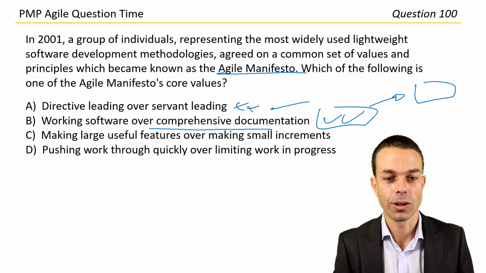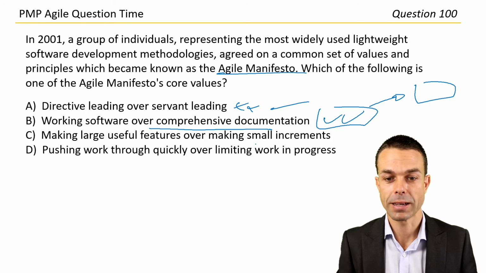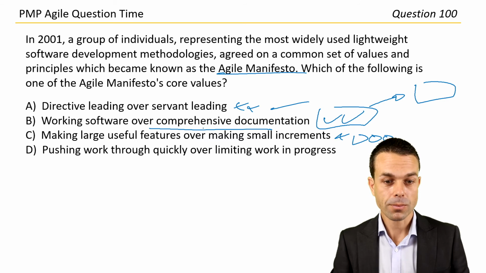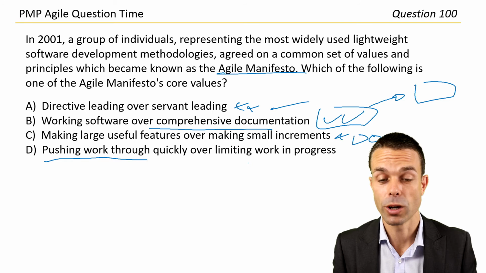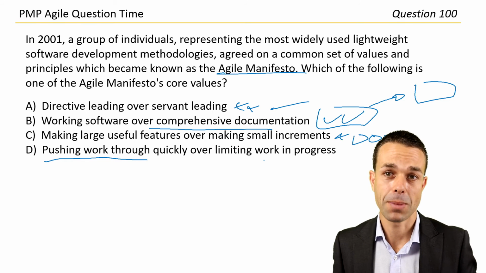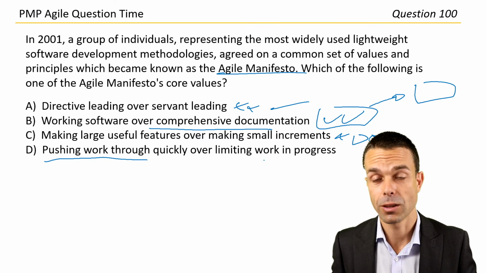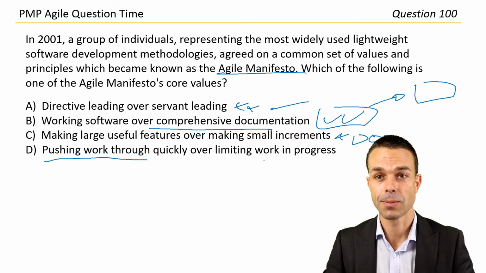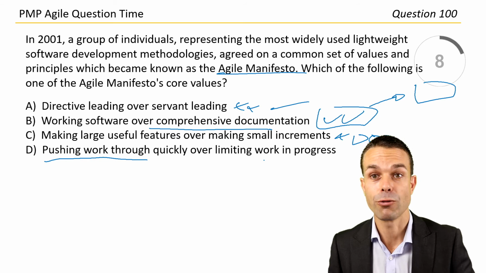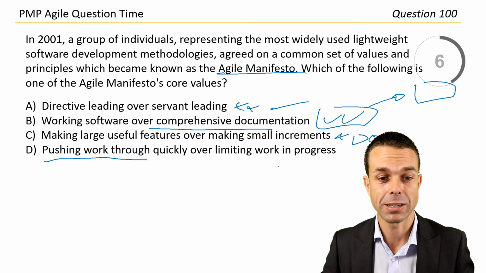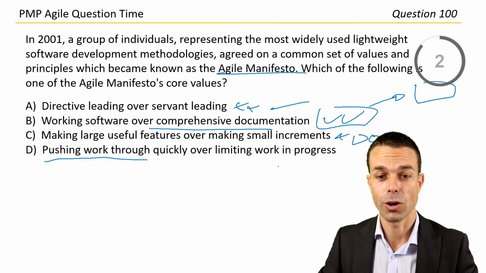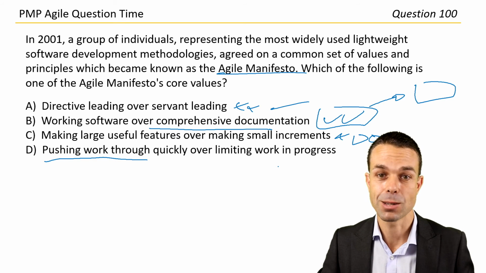So making large useful features over making small increments. No, we want to be releasing small increments. So not that one. And pushing work through quickly over limiting work in progress. As we've seen with our Kanban questions, we do want to limit the work in progress, and we want to work on small pieces of work, not big ones. All of the small pieces eventually become a big feature or a big piece of work. So the best answer here is working software over comprehensive documentation, answer B.